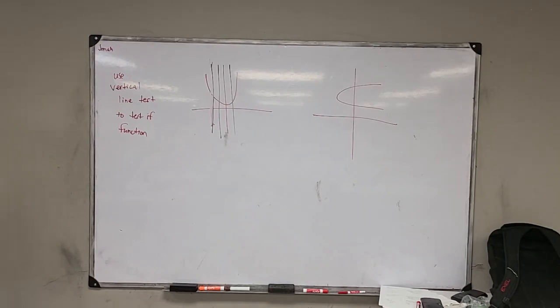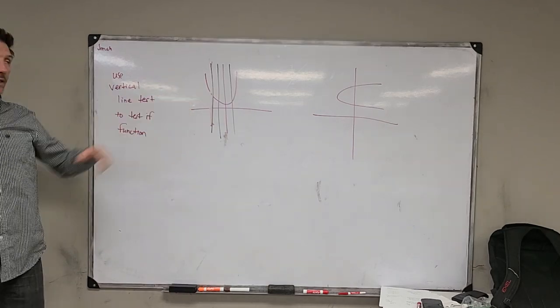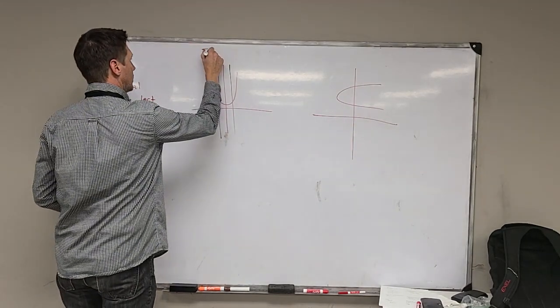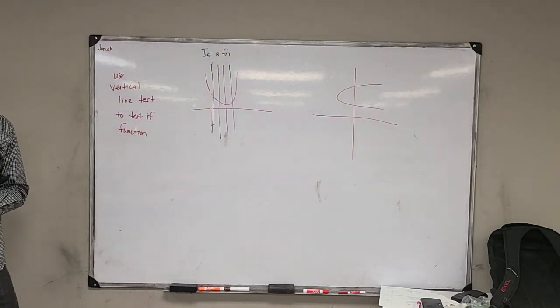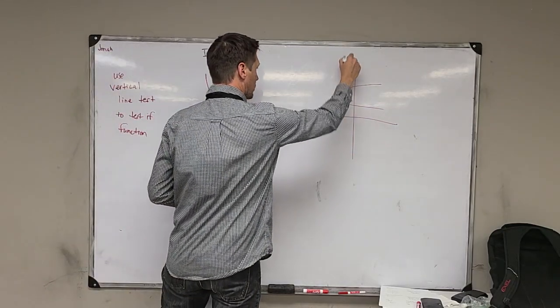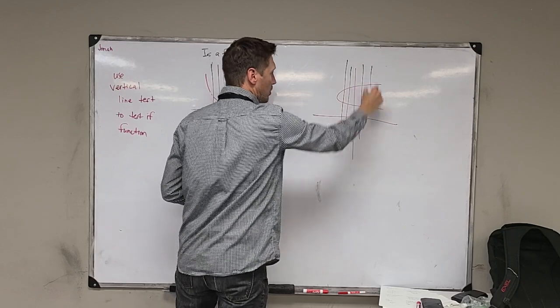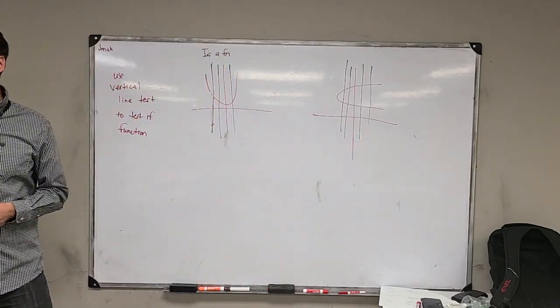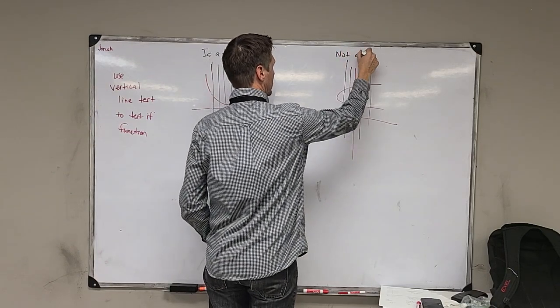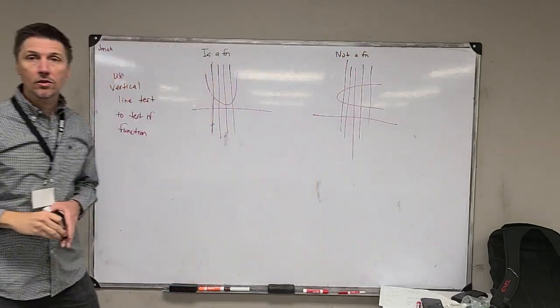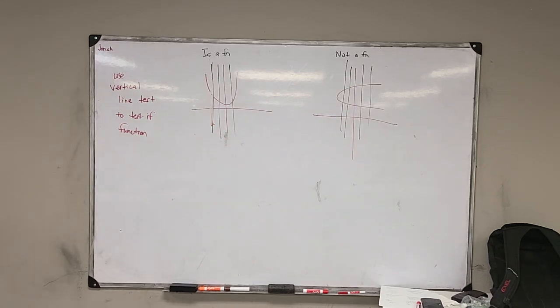Nope. So this one passes the vertical line test, so this one is a function. I'm going to abbreviate function like that. But what about this guy? I start drawing vertical lines on this, and it's crossing multiple points in several places. So this is not a function because the vertical line crosses more than one point on the graph. Any questions about that?